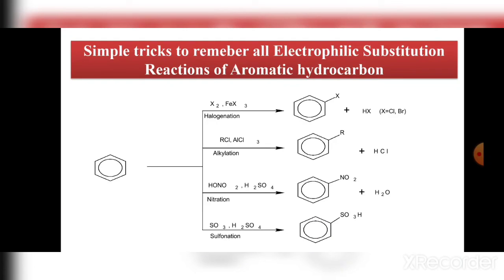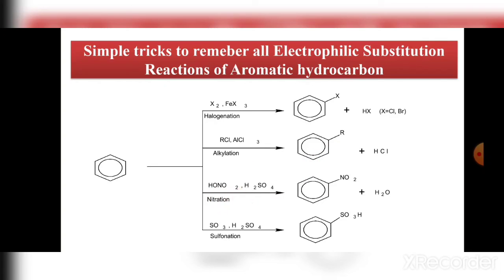Now, there are simple tricks to remember all the electrophilic substitution reactions of aromatic hydrocarbons. Here, benzene. First, halogenation: we use X2, that means chlorine or bromine, Cl2 and Br2. If we use Br, then instead of X it becomes Br. Now the alkylation reaction. For alkylation we use RCl and AlCl3. That means the R group is joined to the benzene ring.